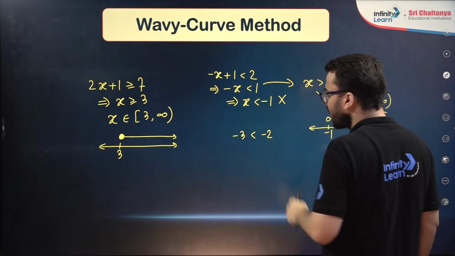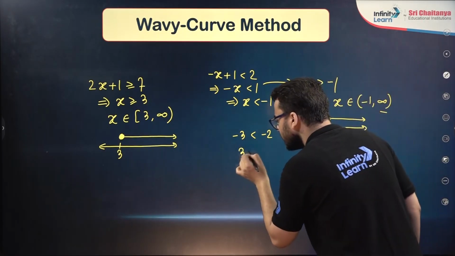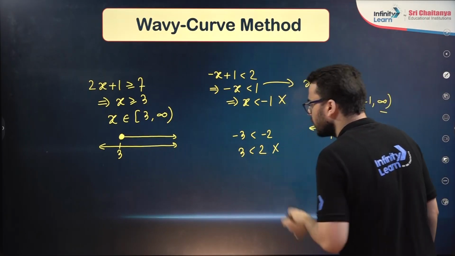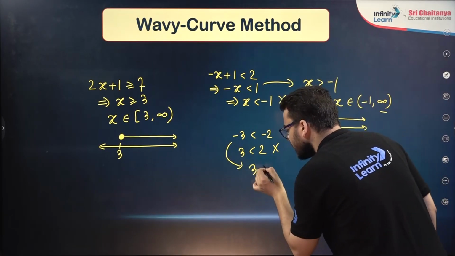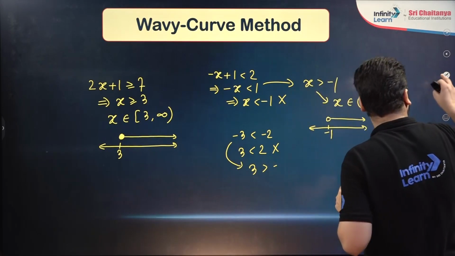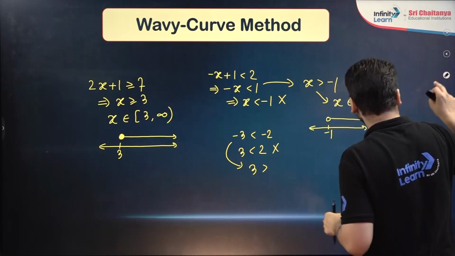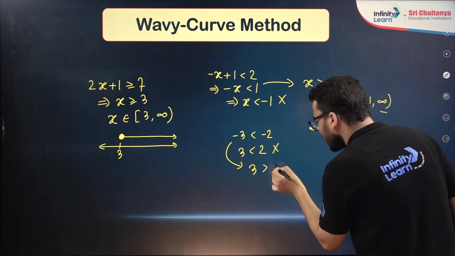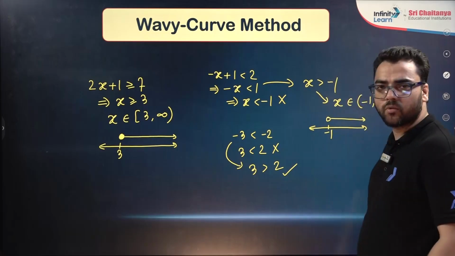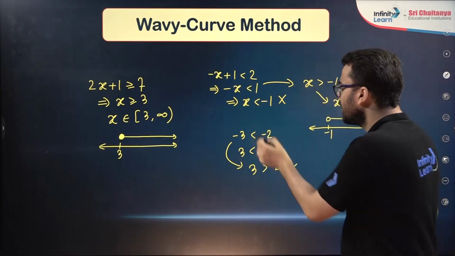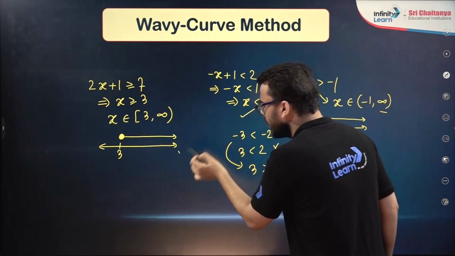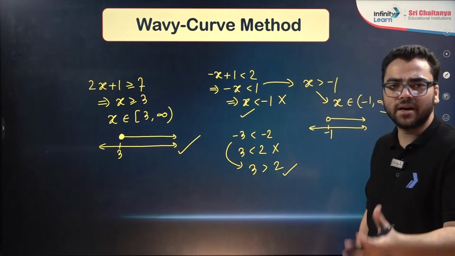If I multiply by minus 1 on both the sides, will you say that 3 is less than 2? No. So the moment you multiply by a negative number, you will say 3 is greater than 2. Is that clear? The moment you multiply by a negative number or divide by a negative number on both the sides, inequality will change.